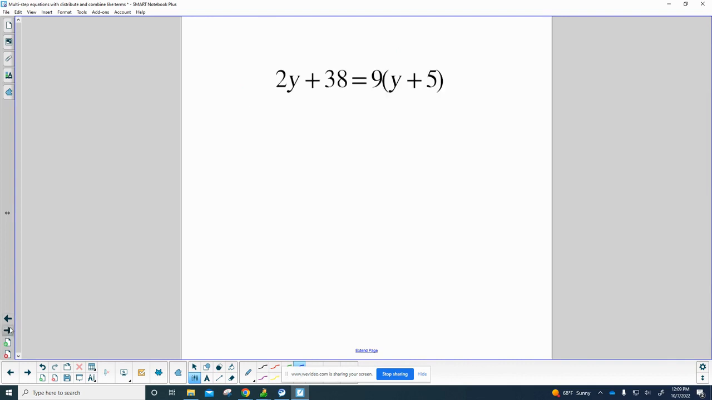Okay, next example. We've got our problem here, and let's do a little better job of labeling it. I think I didn't label very well on the first one. So we're going to start out with distribute. And we're going to distribute the 9 times the y and the 9 times the 5. As we do so, we got to keep track of the rest of the problem. 2y plus 38 equals 9y plus 45.